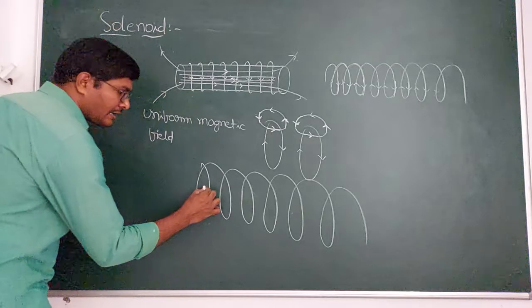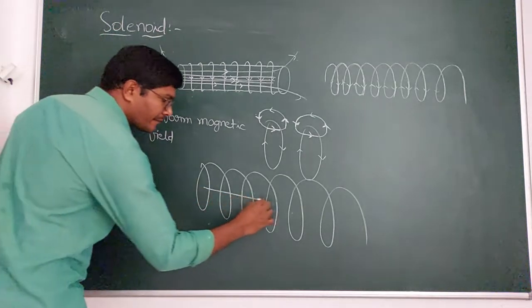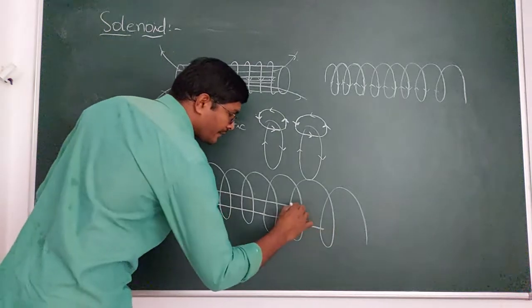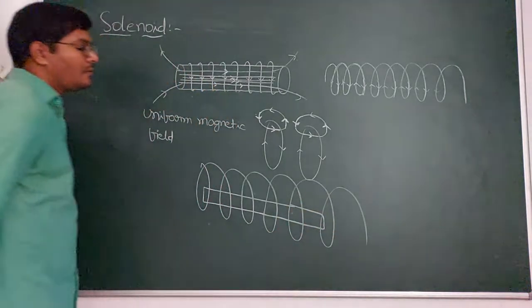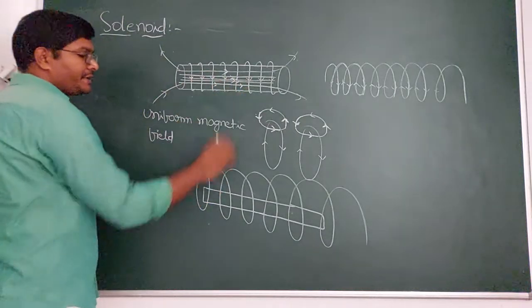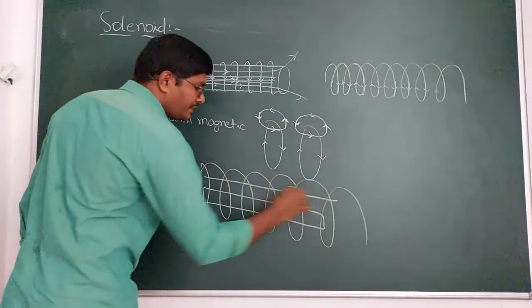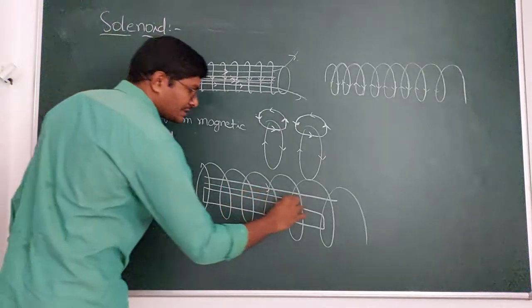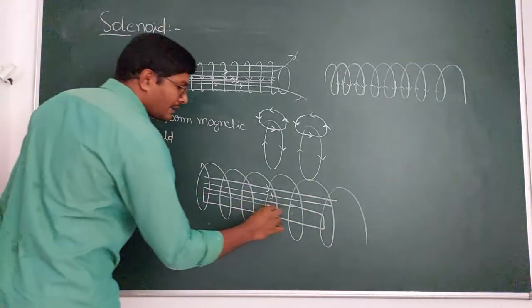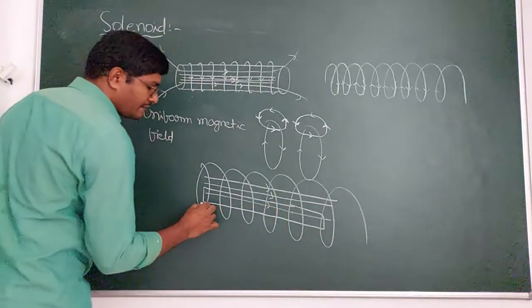Inside the solenoid, I am placing an iron bar. What happens? Inside the solenoid there are magnetic field lines in this direction. A strong magnetic field is developed by the parallel lines.